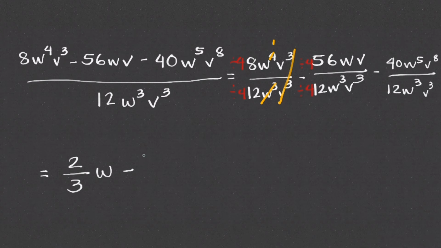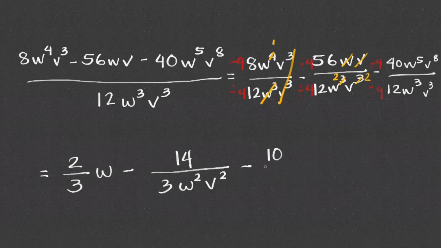Next is w divided by w cubed. So you can cancel the w from the top. And what's left in the bottom is w squared. V divided by v cubed. So you can cancel the v at the top, and what's left in the bottom is v squared. So 14 over 3 w squared v squared minus 40 divided by 12, which is also equal to 10 over 3 when you divide them by 4.